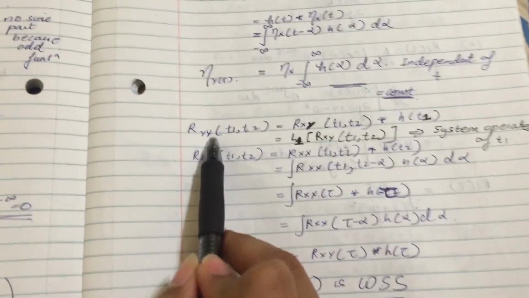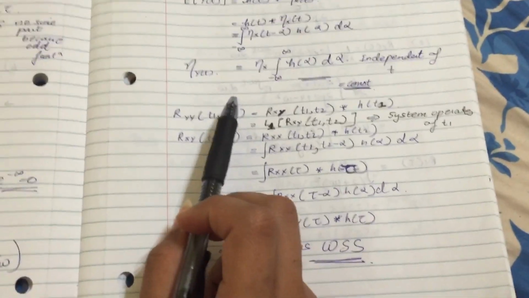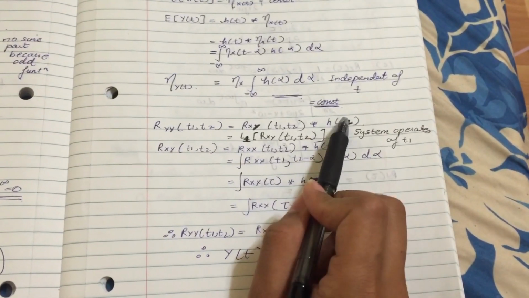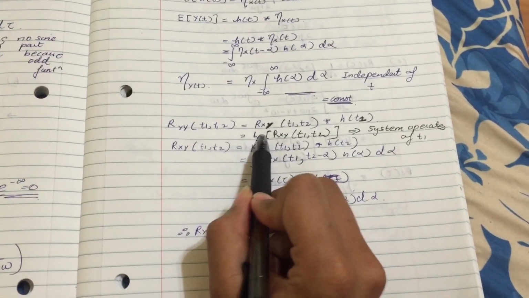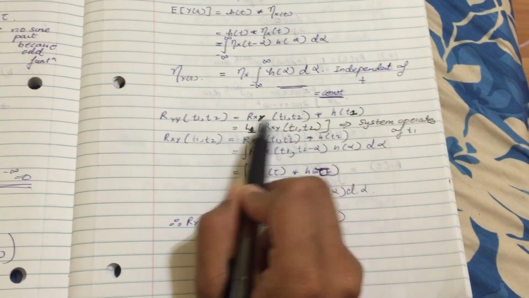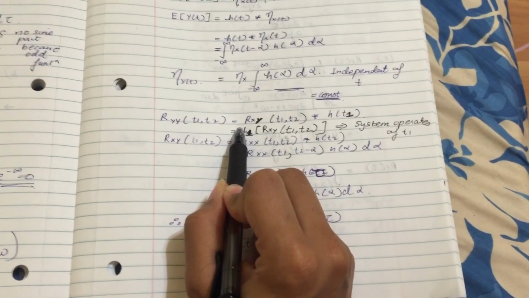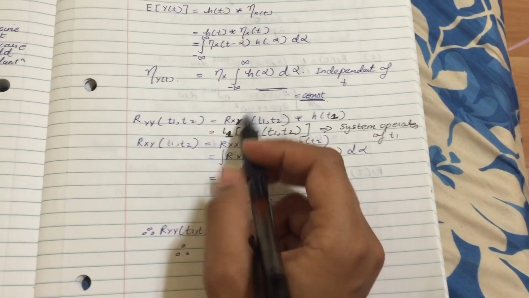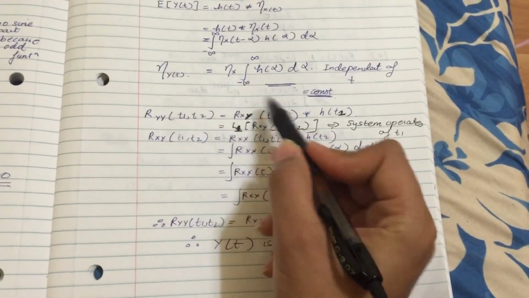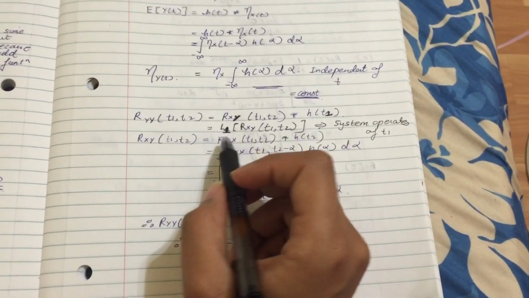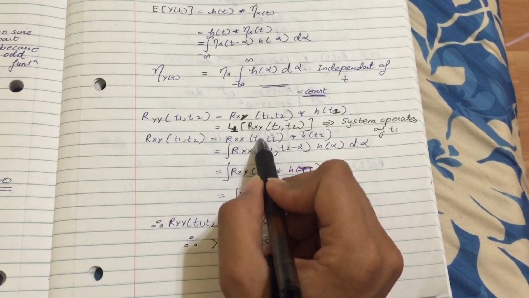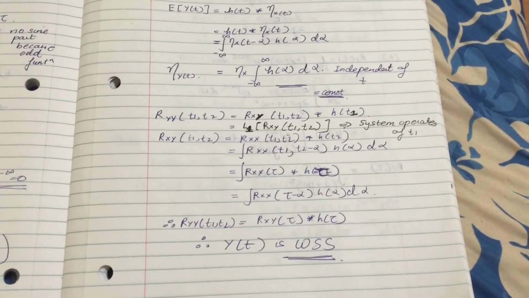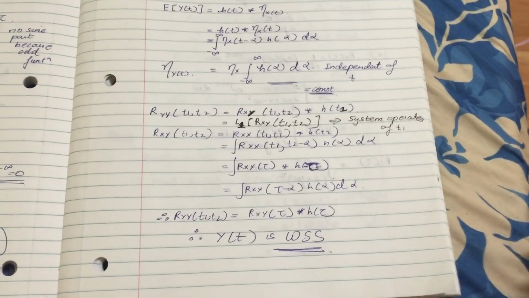Next, we have to find r_yy, which is the autocorrelation, and we know that r_yy is basically r_xy of t1, t2 convolved with h of t1. So we say L1 r_xy t1 t2. That means the system is operating on time t1. So we are basically trying to find this so that we can insert the value here and get our answer. So you're going to get r_xy t1 t2 is r_xx t1 t2 convolved with h of t2. Now we are using t2 as the time instant that the function is operating at.